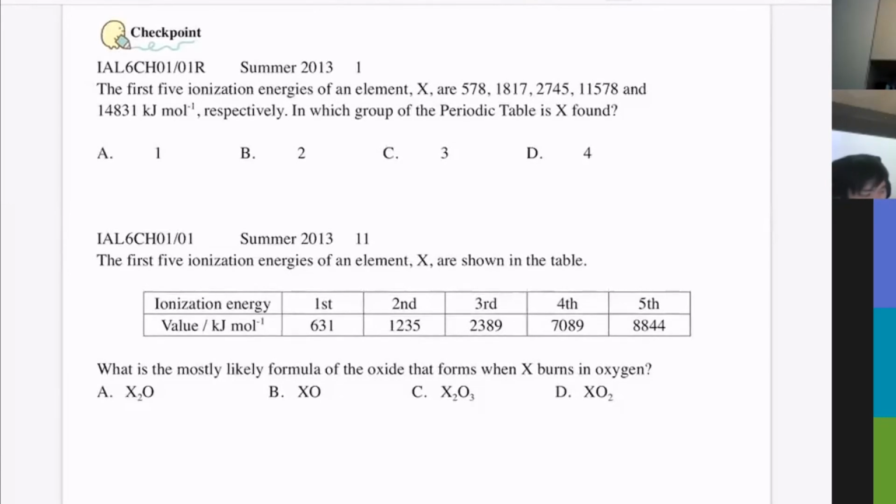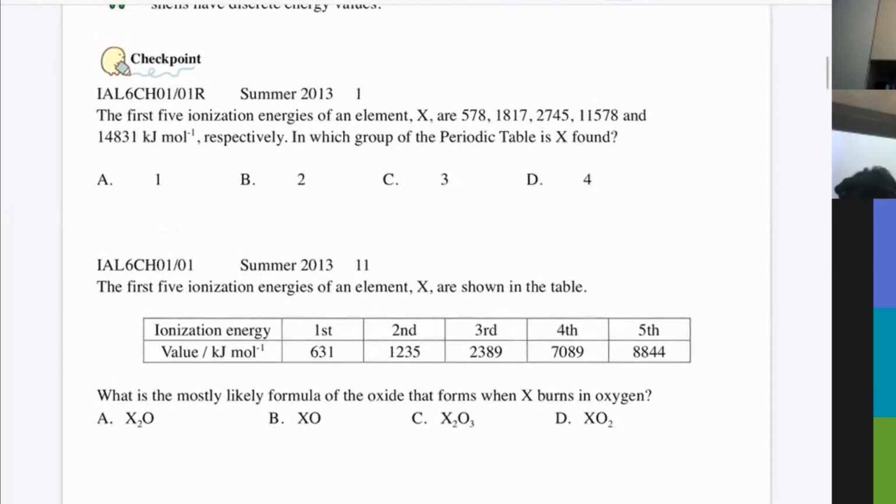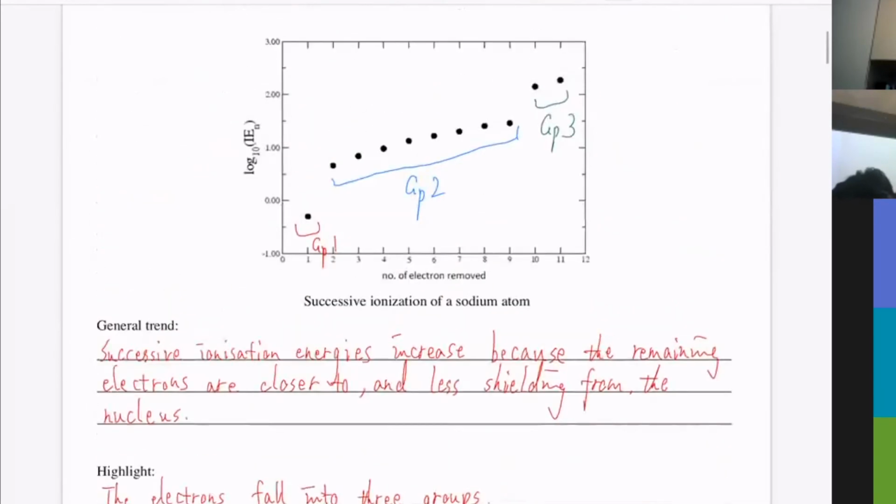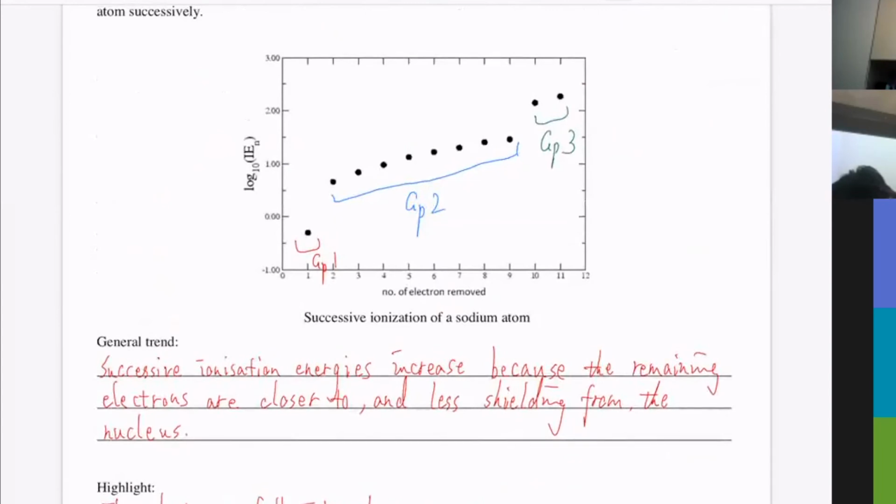So let me guide you on how to work out the answer. First, refer to this diagram. We can find the first jump between the first ionization energy and the second ionization energy. There is a first jump between these 2. So we know the first electron is in a different electron shell compared to the second electron. We just need to remove 1 electron and then move on to the next electron shell. That's why it's in group 1.